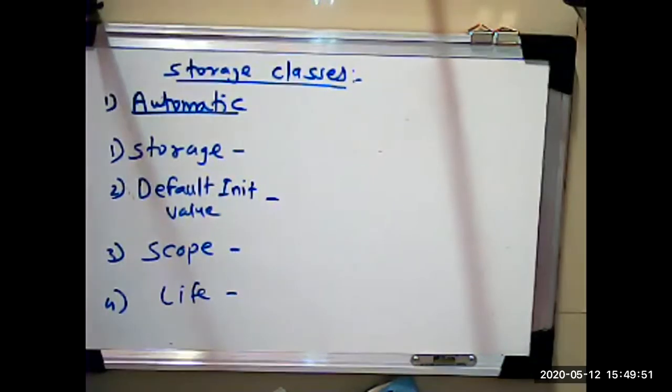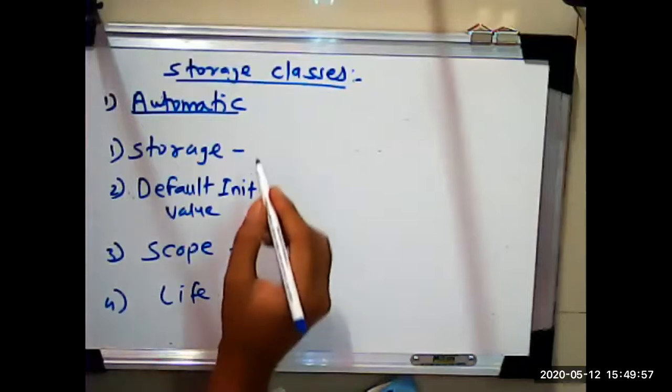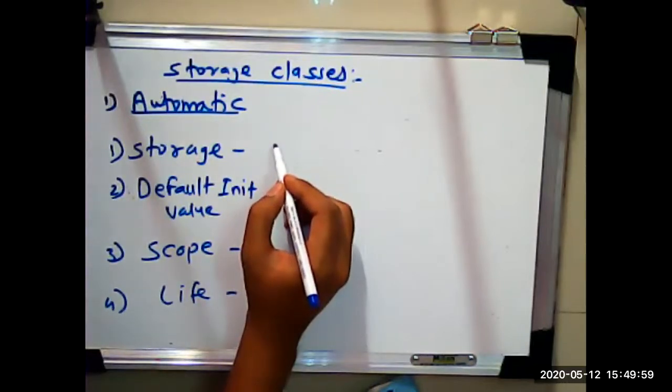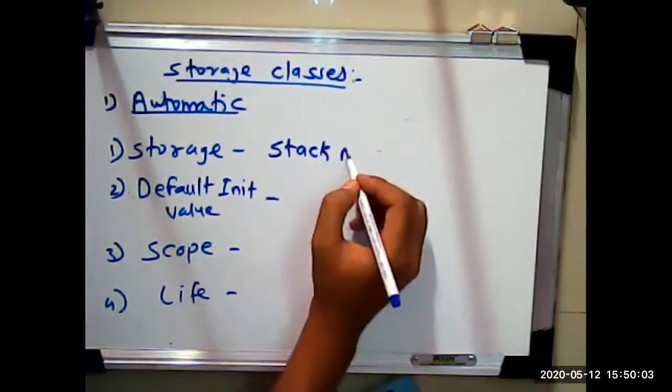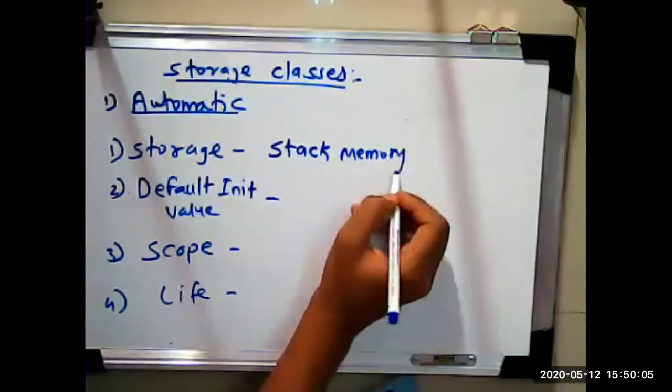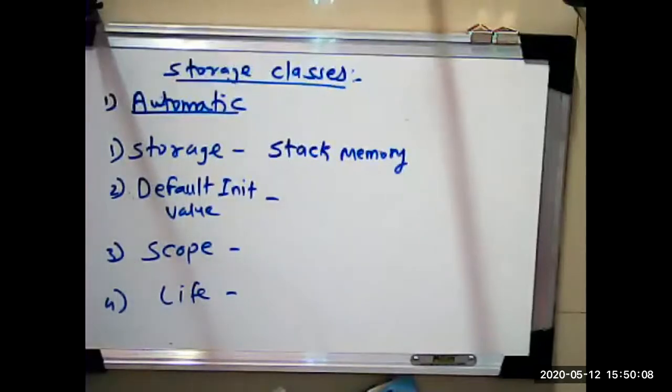And we know that the function call gets resolved in the stack memory. So that is the storage of the automatic variables. The storage of an automatic variable is the stack memory. So all the local variables are stored in the stack memory. Now we know what the behavior of the stack memory is.